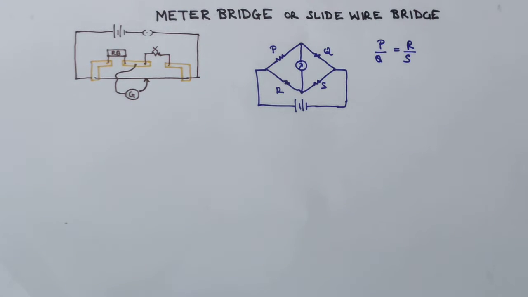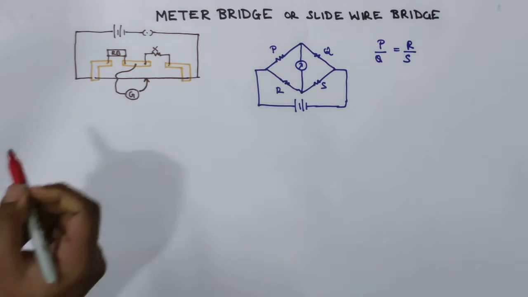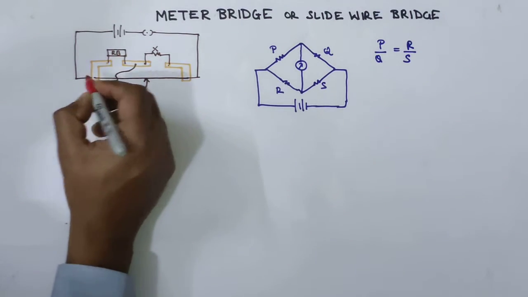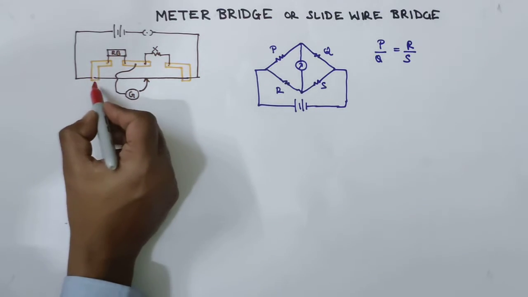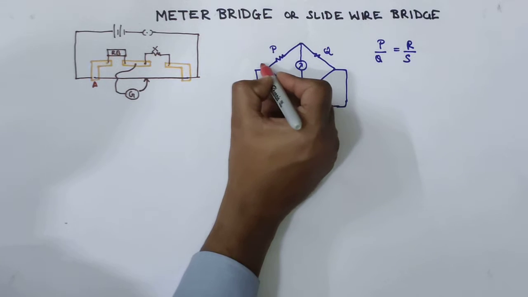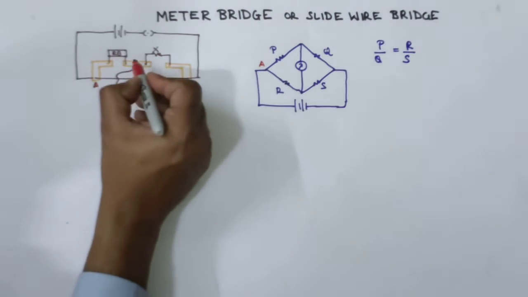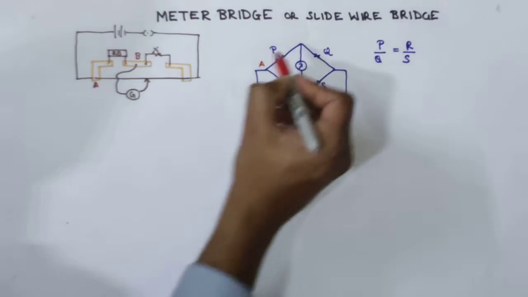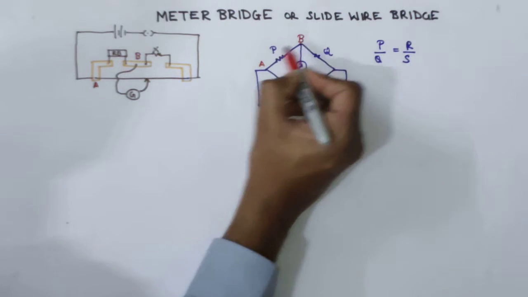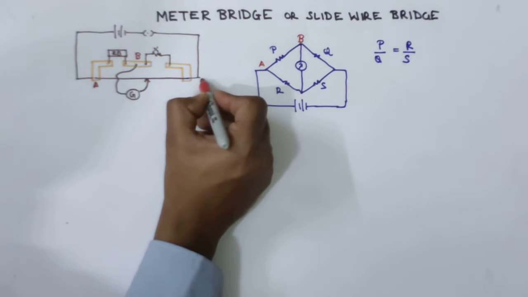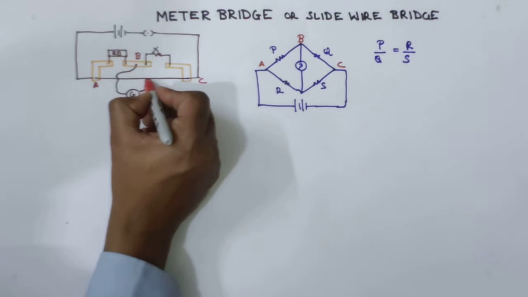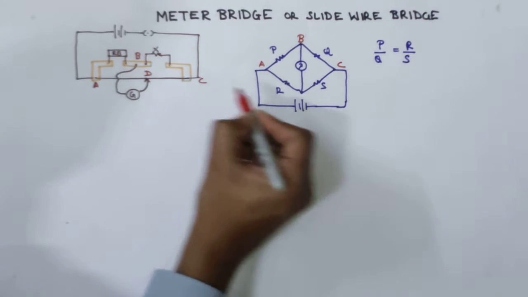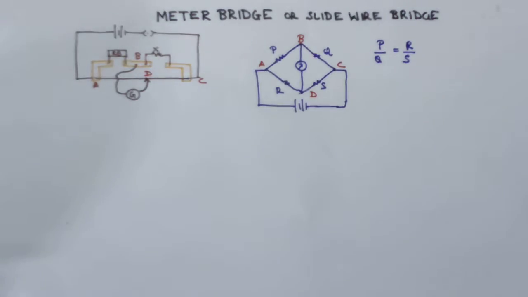Now let's label the terminals. Let's say we call this terminal A, and at the same time we'll compare this meter bridge circuit with the Wheatstone bridge circuit. Now this is terminal A. Here this is the A terminal. This is terminal B. Over here this is a B terminal. This is terminal C, which is here. And this terminal where you are seeing, this is a D terminal.